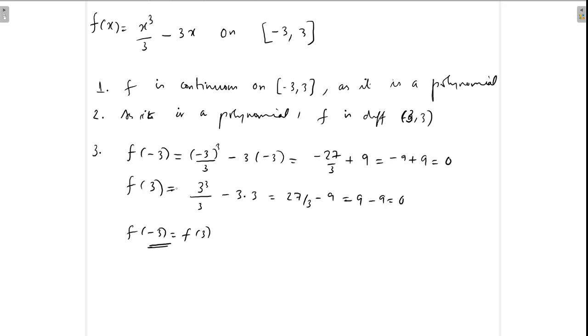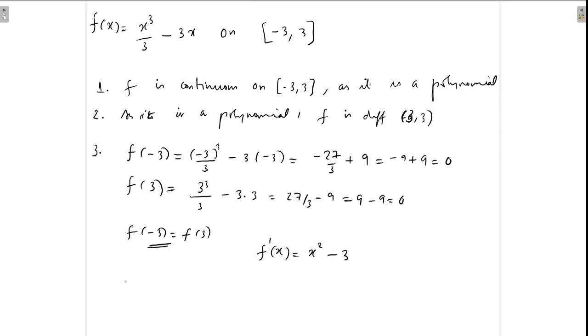So then Rolle's theorem states that there exists at least one point in between −3 and 3 at which the derivative of f is 0. In order to find those points, or verify Rolle's theorem, we need to evaluate f'(x) first. What is f'(x)? f'(x) is 3x²/3, that is x², and the derivative of −3x is −3. Clear? The derivative of x³/3 is x², and the derivative of −3x is −3.